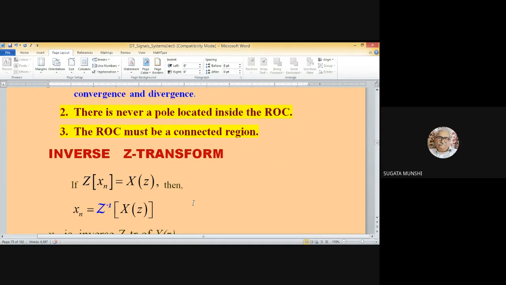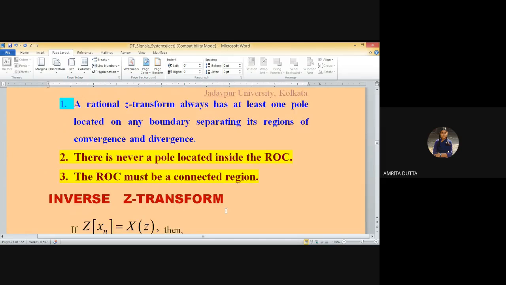Sir, can you explain point number 1 of the notes once more? In all the examples that I cited earlier, you have observed that wherever there is a boundary between the ROC and the region of divergence, a pole was lying there.